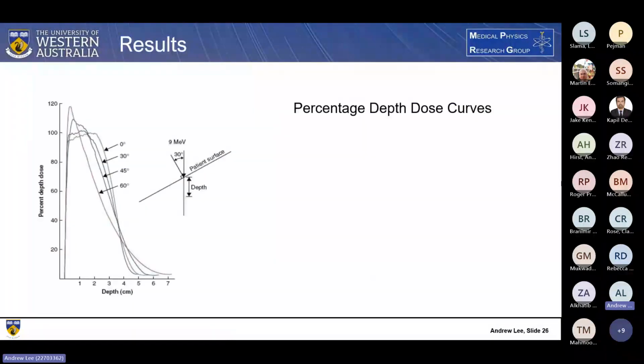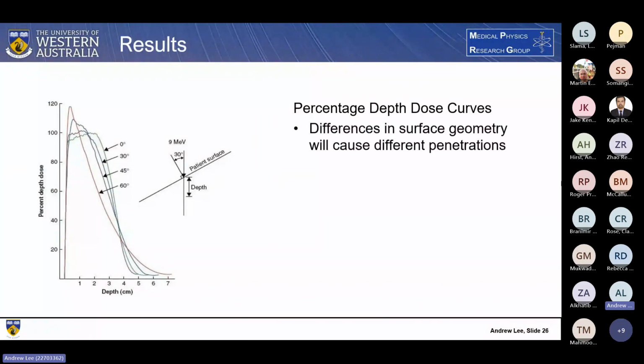This also brings us to percentage dose curves, which have been analyzed from the same transverse films. So we expect that differences in surface geometry will cause different penetrations. So on the left, as electrons collide with more oblique incident surfaces, you do get higher surface dose and lower Dmax.